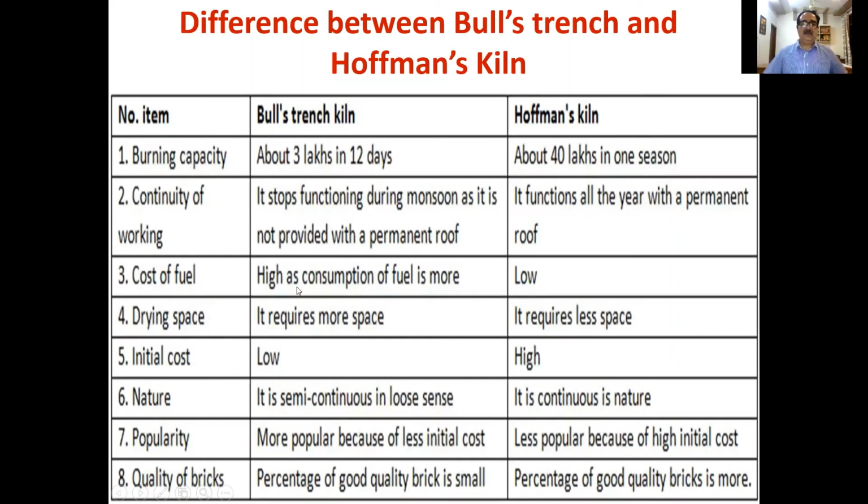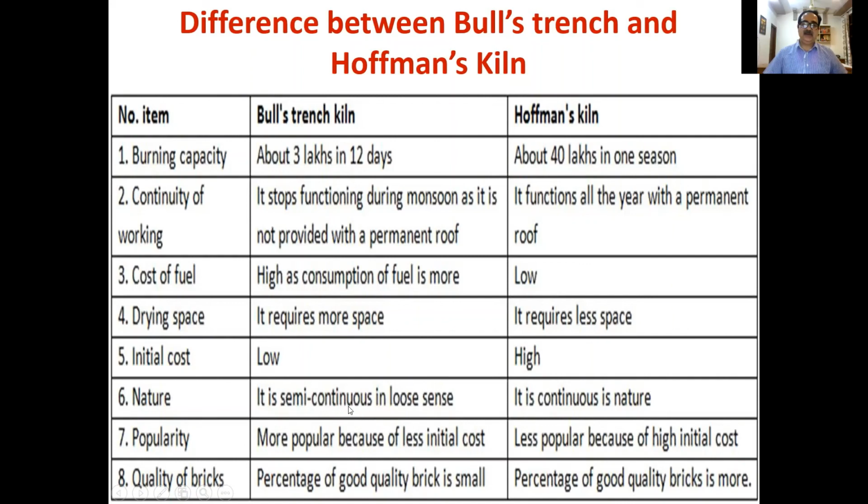Cost of fuel: in the Bull Trench kiln it is high as consumption of fuel is more. In the Hoffman kiln, the consumption of fuel is less. Drying space: the Bull Trench requires more drying space. The Hoffman requires less because it is covered. Initial cost: for the Bull Trench, the initial cost is low. For the Hoffman, the initial cost is very high. Investment cost is high. Nature: the Bull Trench is semi-continuous.